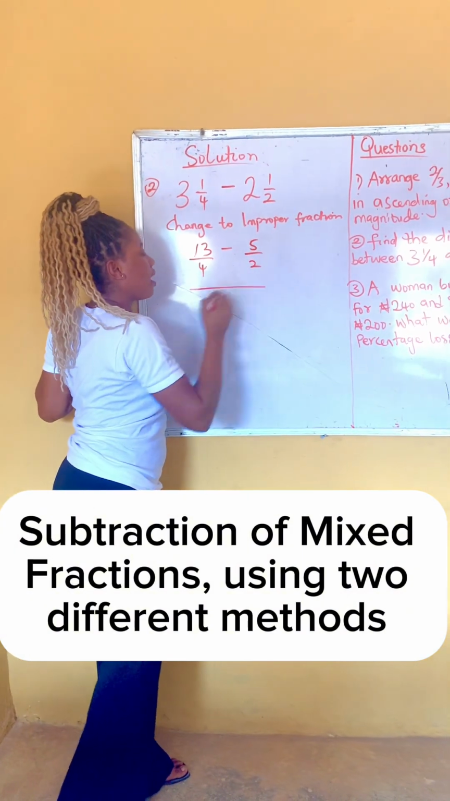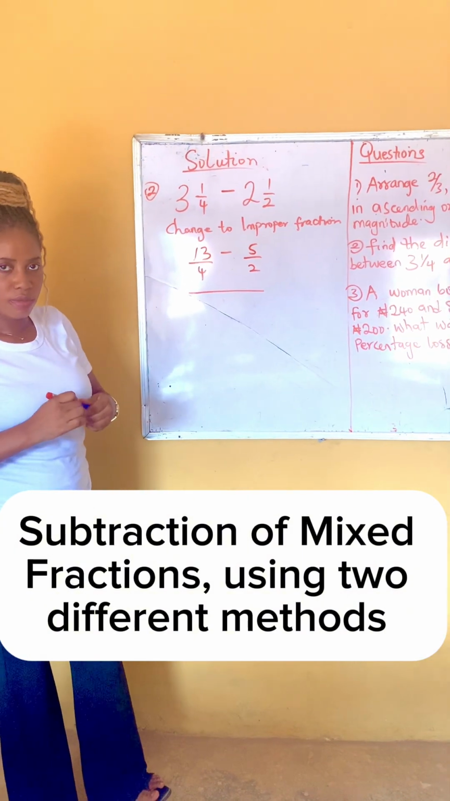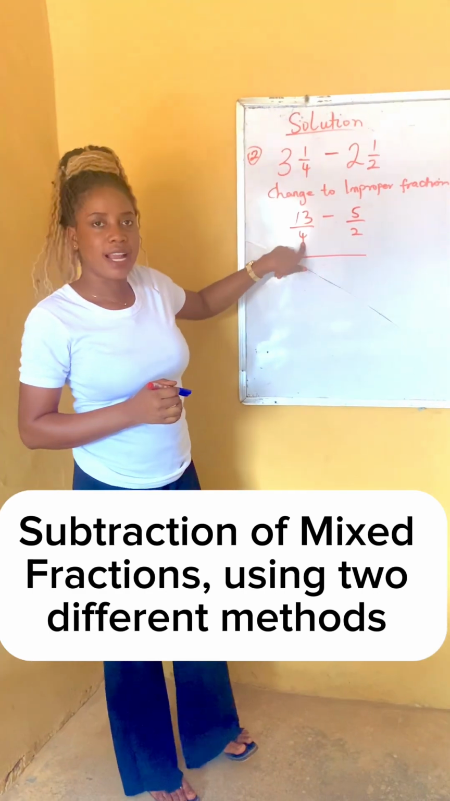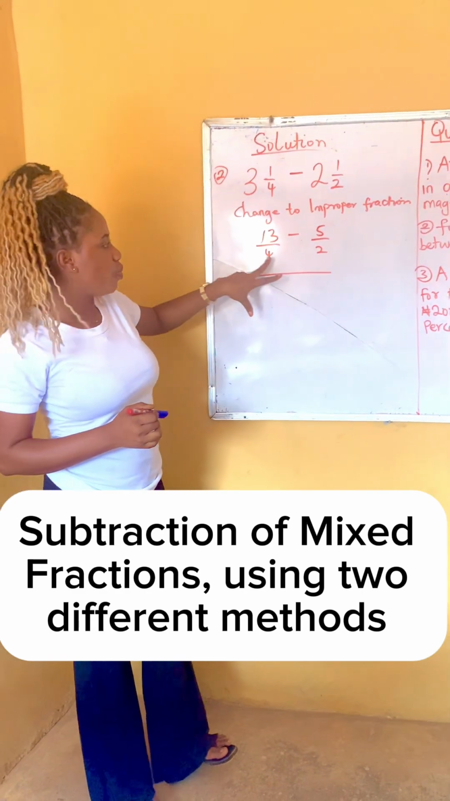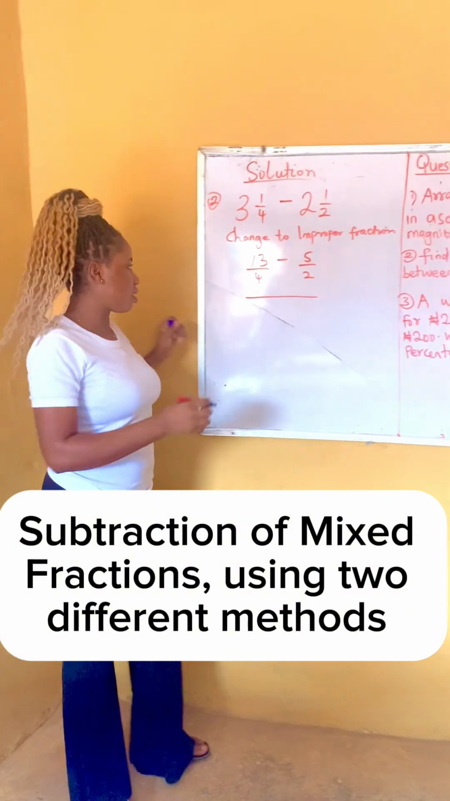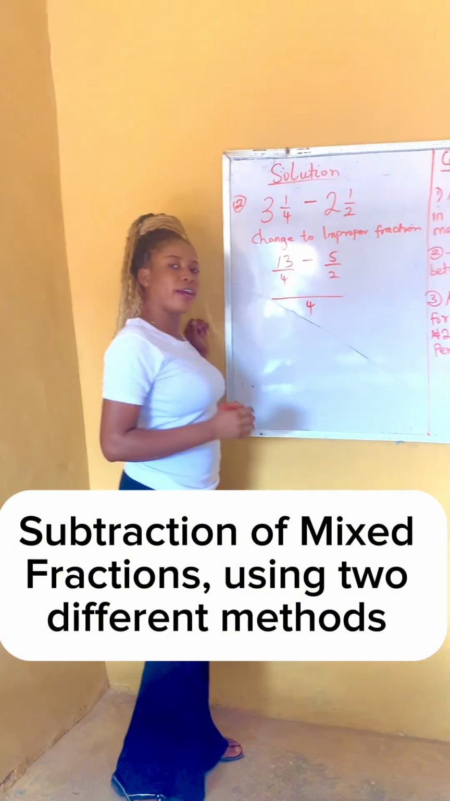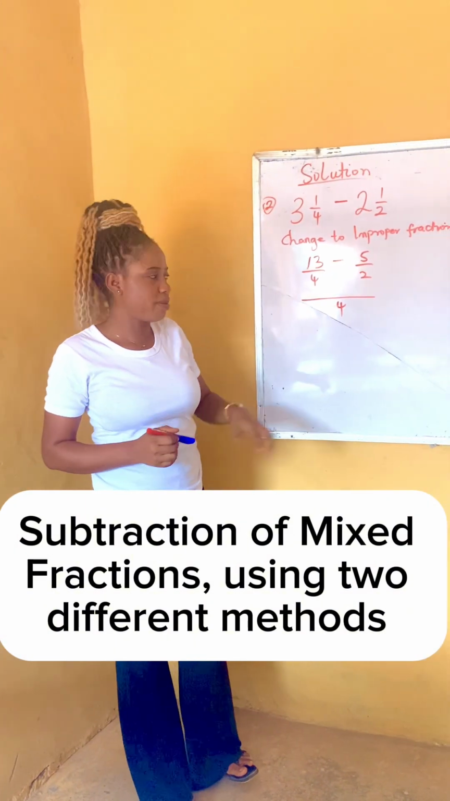And then we find the LCM. Like I said earlier, when you have denominators that have different digits, you pick the highest digit. You don't need to stress yourself. So we have 4 here as our LCM.